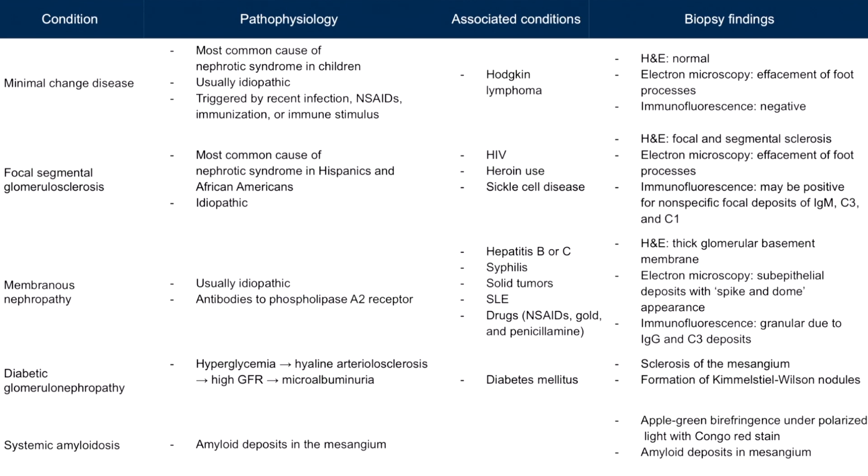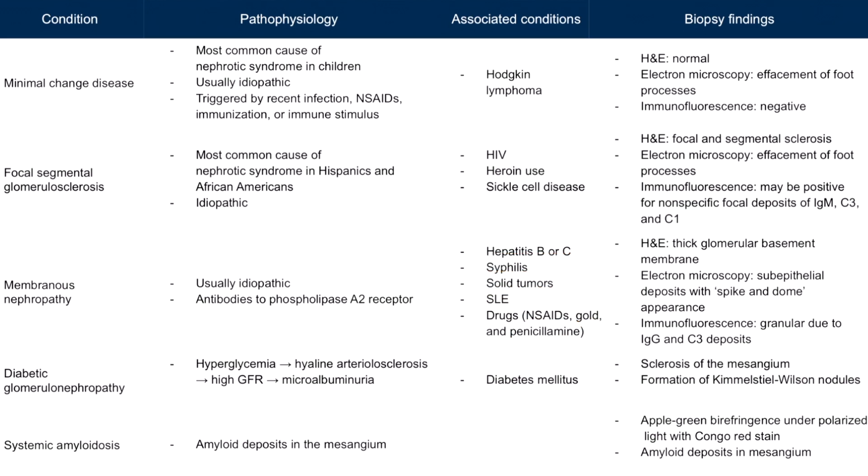Now, membranous nephropathy can result secondary to hepatitis B or C infections, as well as syphilis infections. It can also occur from solid tumors and systemic lupus erythematosus, or lupus. And it can also occur secondary to drugs like NSAIDs, gold, and penicillamine. So just a reaction to these substances.